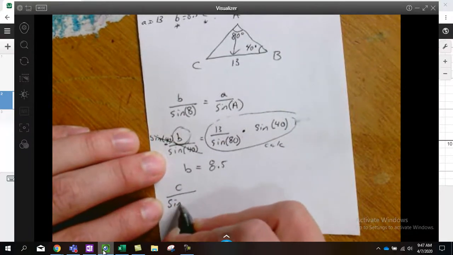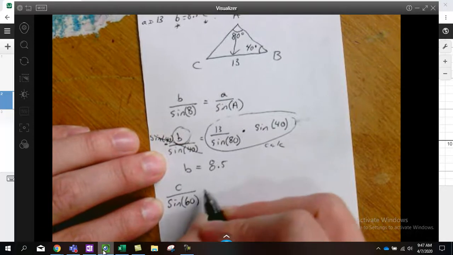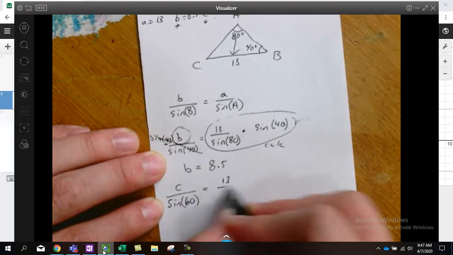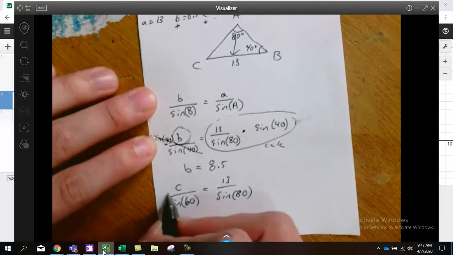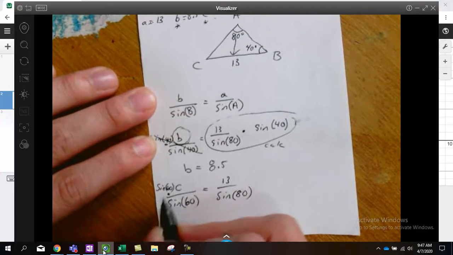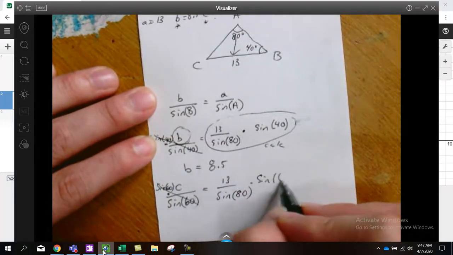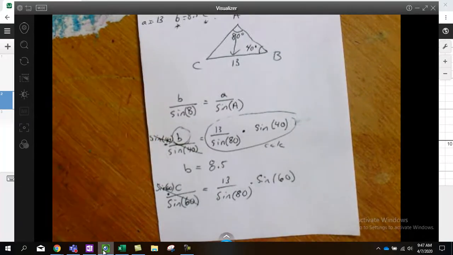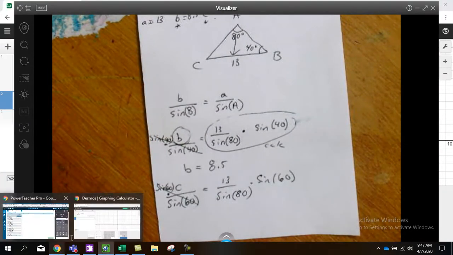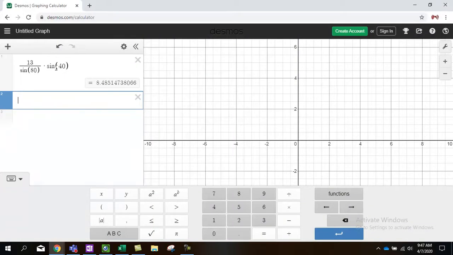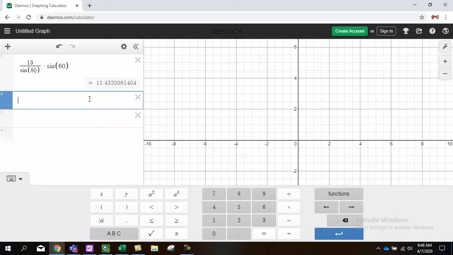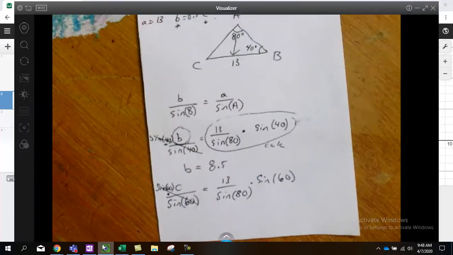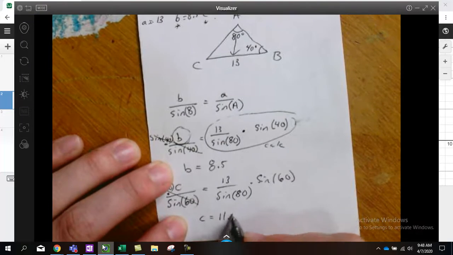c over the sine of big C, which is 60, equals, and I'm going to stay with the 13 over sine of 80. Here, instead of multiplying by the sine of 40, I'll multiply by the sine of 60. And that, again, goes into the calculator. What's nice about this is I can just come right back in here into Desmos and go with a 60. And I get 11.4. So I think that's what we'll go with as our answer here. We'll say c is 11.4.